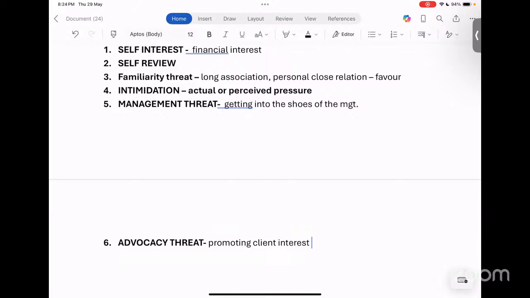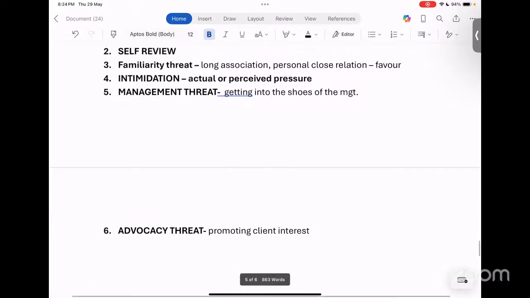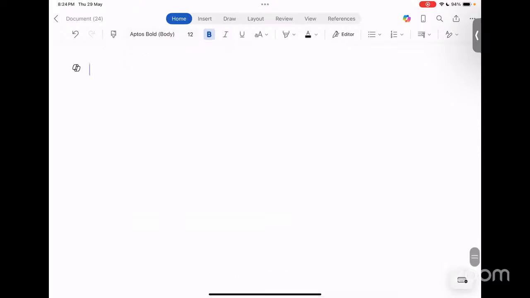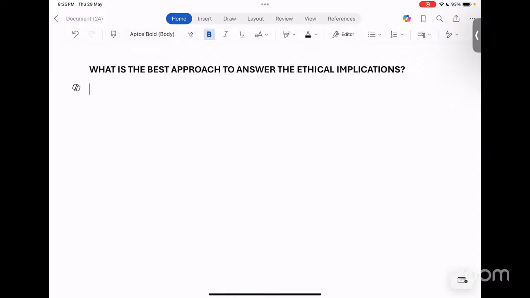Now let us understand, if a question is asked in the paper, there are various important scenarios, like gifts and hospitality, temporary staff assignment, compensation on the basis of non-assurance services, fee dependence, overdue fees. All these situations exist in ethics, which I'm not going to revise. I suppose you can do that yourself. But let me discuss, if any such thing comes up, how are you supposed to write the answer? What is the best approach to answer ethical implications? If there's a requirement which asks me about ethical implications, how am I supposed to answer it?